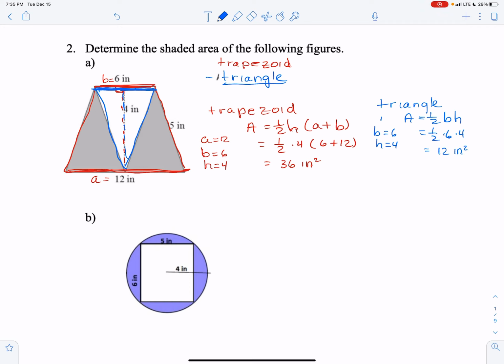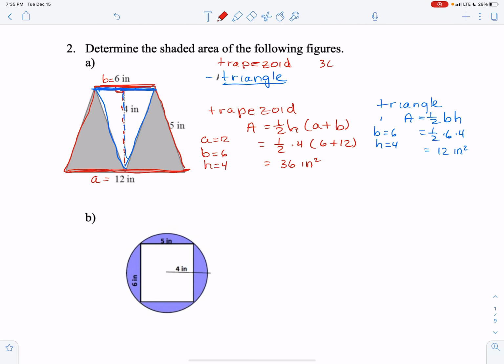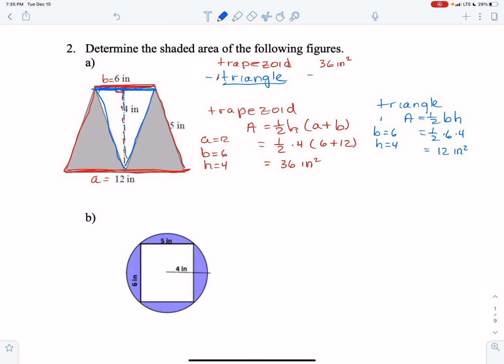So we said the area of the trapezoid is 36 inches squared, minus the area of the triangle is 12 inches squared, equals 24 inches squared.